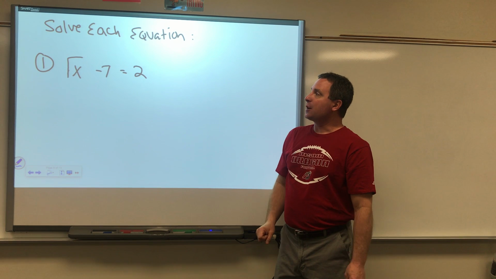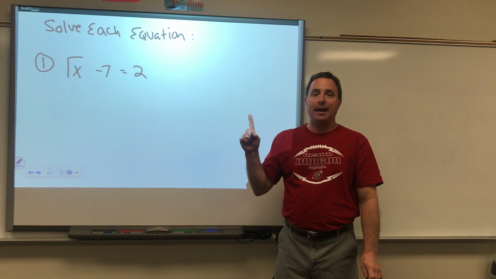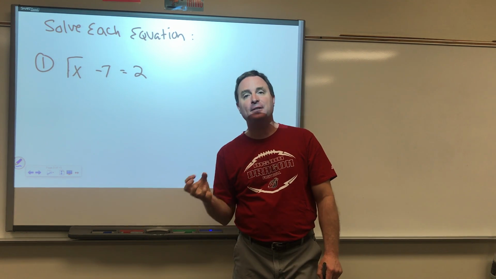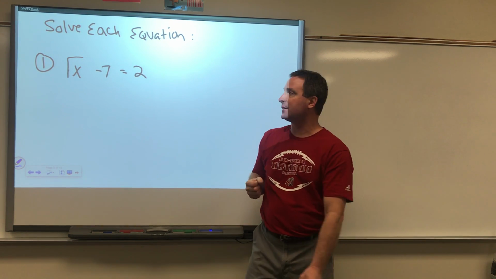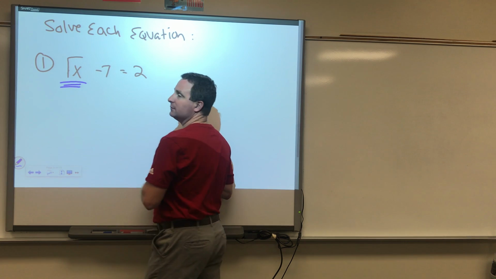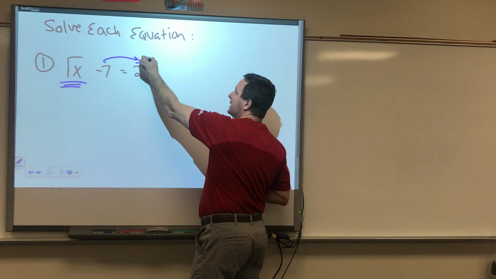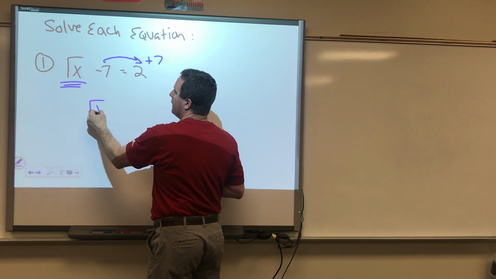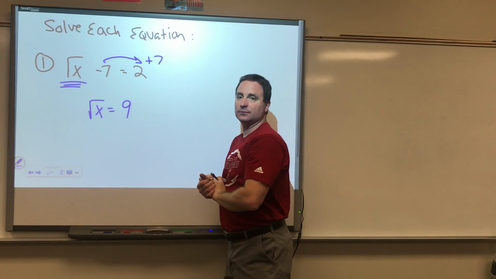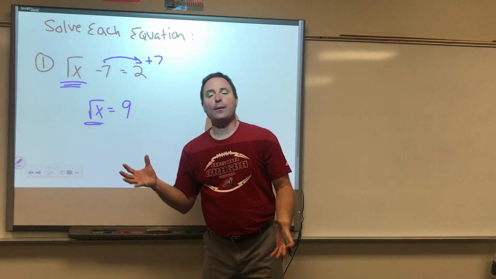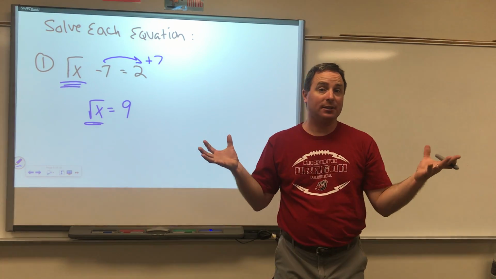Here's an example of an equation that has a radical in it. When we solve equations that have radicals, the very first thing we have to do is get that radical term all by itself. And that's this one right here. This does not have a radical in it, so we need to get rid of the 7 by adding 7. And I get 9 over here. Now, once I get this radical term by itself, now we have to get rid of the radical itself.